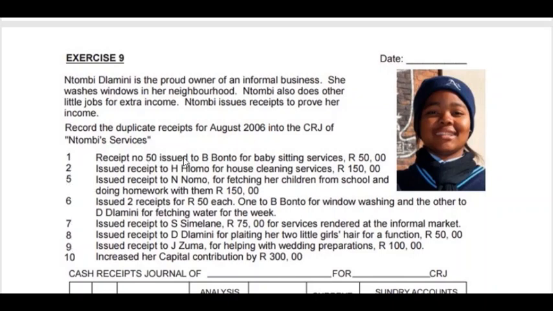And then the words here are the actual transactions. Now, instead of seeing transactions in a receipt form like we did in exercise 8, it's just put into wording here. And this is the format that we usually test you. So we usually give you transactions. Now, first things first, let's go to the CRJ.